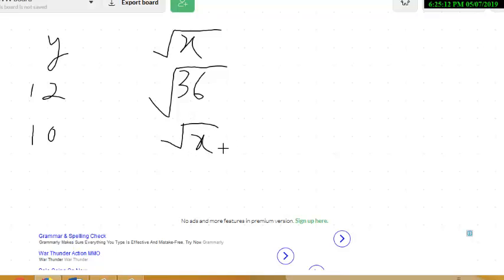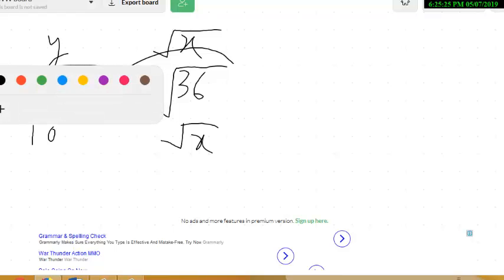Okay, let me read the question carefully. Y is directly proportional to square root of x. So, I did a mistake here. It is square root of x. I will put square root over here as well. Okay, so now the next is, what is the value of x when y is 10? So when y is 10, what is the value of x?